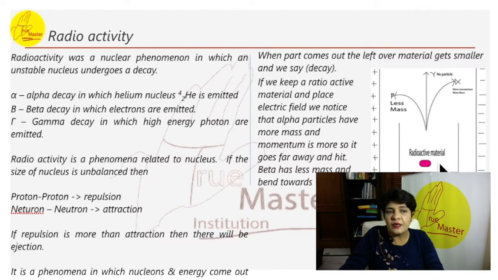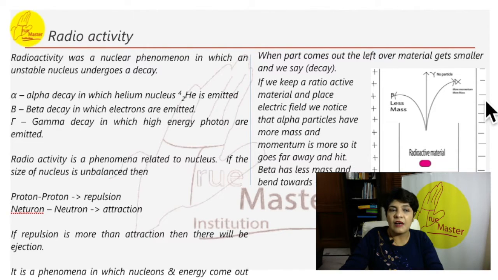We have placed a radioactive material in an electric field. So we notice alpha particles are positively charged. See these alpha particles, because they are going towards the negative plate. So they are positively charged. These have been identified as helium nuclei. The direction is towards the negative plate.